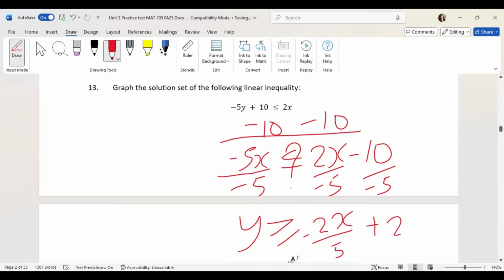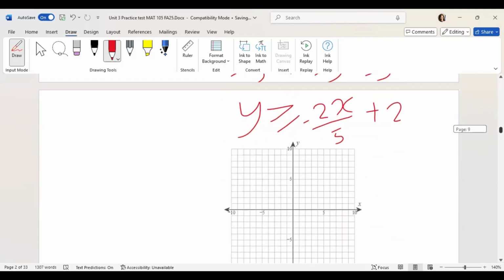All right, so I have y is greater than or equal to negative 2x over 5 plus 2. Okay, so let's sketch the graph. We have a graph right here, and we are told to sketch it and find the solution region. Whenever you're told to sketch the inequality, they don't have to ask you for the solution region, because telling you to sketch it means you should actually know the solution region.